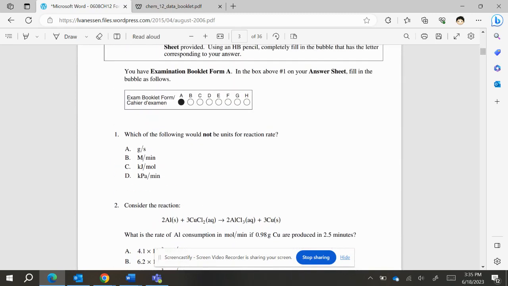Okay. First question, which of the following would not be units for reaction rate? So just to reemphasize, reaction rate has to be something over some unit of time. So grams per second is acceptable, concentration per second is acceptable, concentration per minute, and even pressure measured over a unit of time is acceptable. But mass over mole, this is not acceptable.